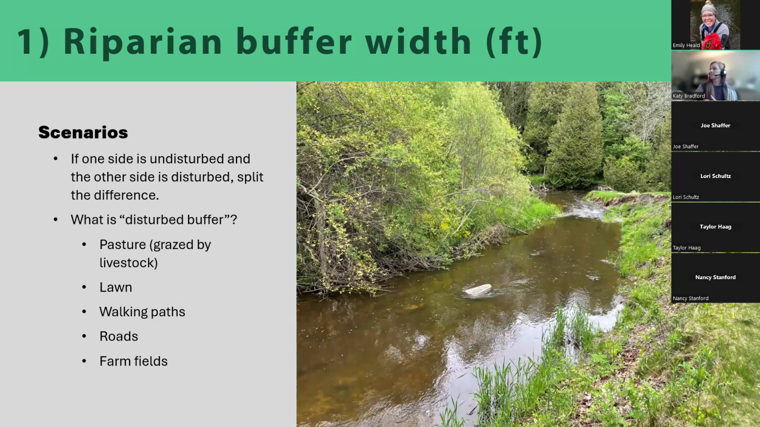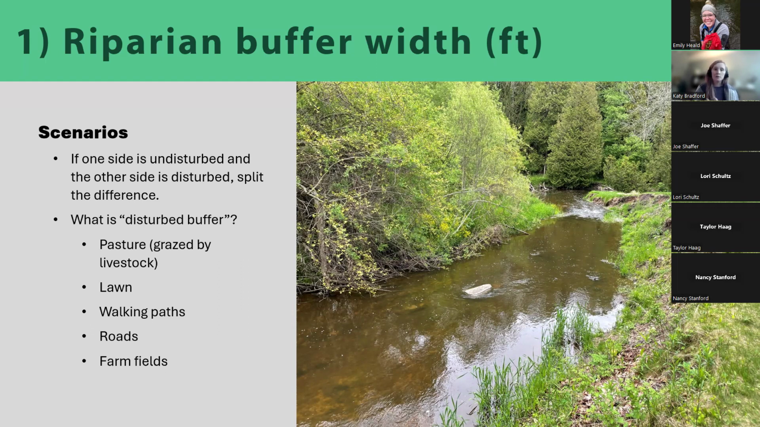And this is another example of where you have on one side of the bank a forest, an undisturbed vegetation buffer that you're just going to say that's 33 feet or greater. It's excellent. And on the right side, it's 0 feet of buffer because it's lawn. And so you split the difference and you say, hey, that's on average in this section of stream 15 or 16 feet of buffer.